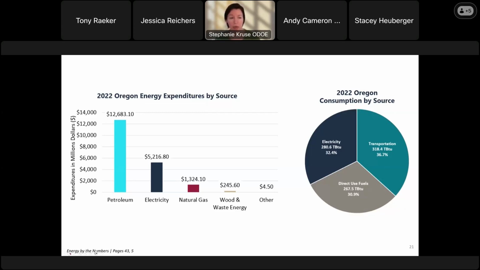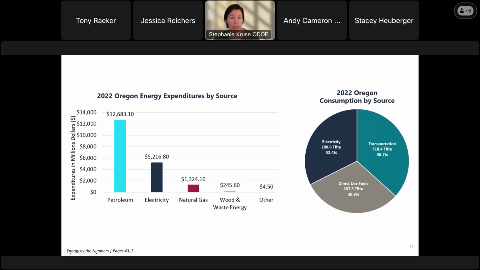Petroleum is largely used for transportation in Oregon, which is responsible for 36.7% of statewide energy consumption. While transportation only accounts for about a third of our energy consumption, we spend nearly twice as much on it as all other energy sources combined. Petroleum products are affected by global pricing and events, and since 2020, gasoline prices have nearly doubled.